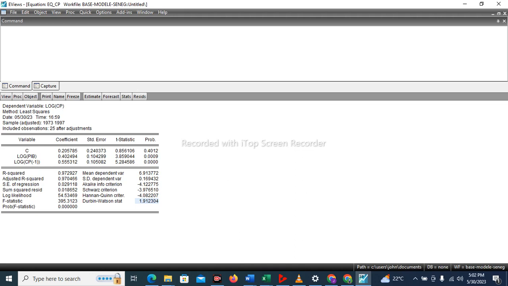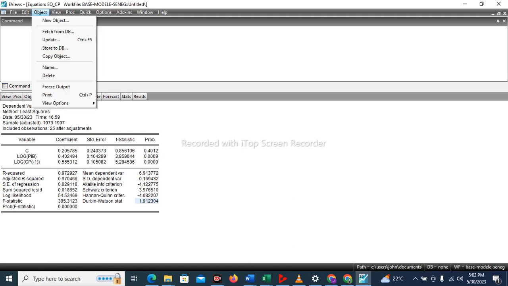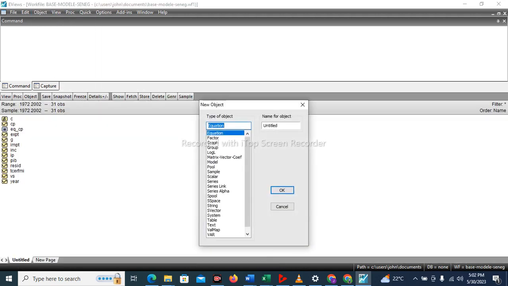Having said that, now you know what the Durbin Watson statistic represents. Looking at our first equation, that's it. Let's now go to the second equation that we need to estimate, which is private investment. So again, we go to Object, New Object.